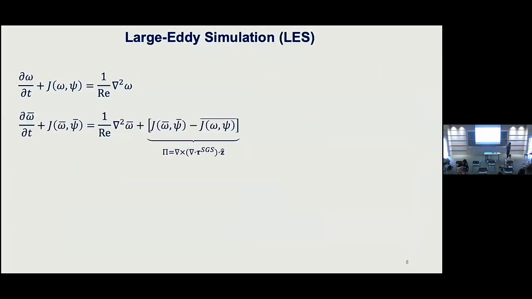Now, we can try to do LES, so we are going to filter these equations as Laura and Rose already talked about. We know that we cannot close the equations in terms of omega bar and psi bar, and we will end up with this extra term. I'm going to call this pi. That's basically the subgrid scale term. In this case, it's the curl of that S term that Laura had. And basically the overbar would involve some coarse graining and filtering.